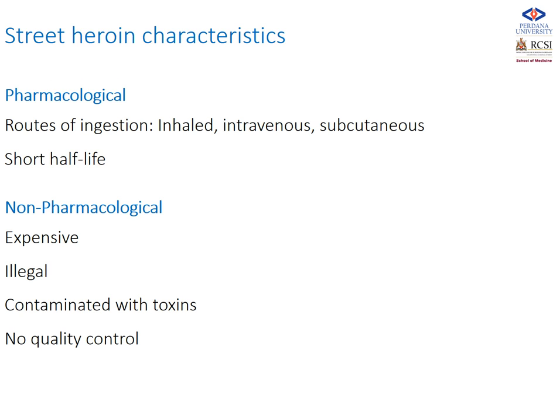Street heroin is usually intravenously injected. It may also be inhaled, or can also be given subcutaneously. It's got a very short half-life. It's expensive. It's illegal. It's often contaminated with poisonous toxins, and there's no quality control on the dosage of each injection.